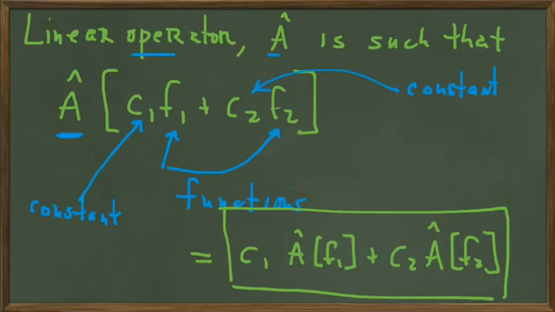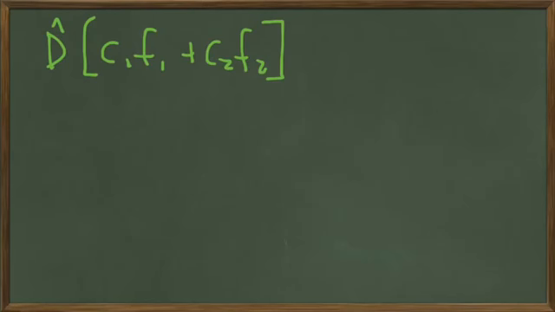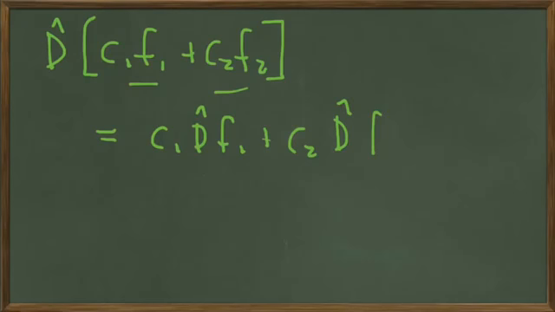And let's see that the differential and the integral operators are in fact linear operators. So we're going to take the derivative of a constant times the function f1 plus a constant times the function f2, and we know that that would be c1 times the derivative of f1 plus c2 times the derivative of f2. And if that's not clear, let's show it by an example.